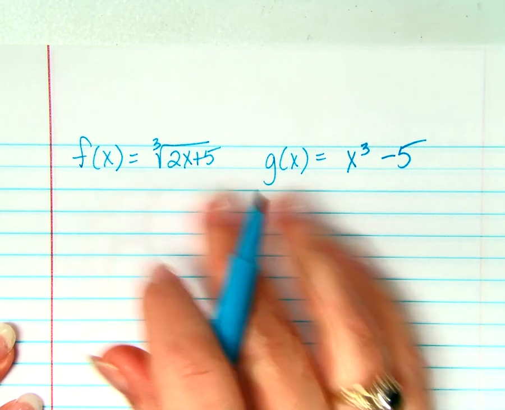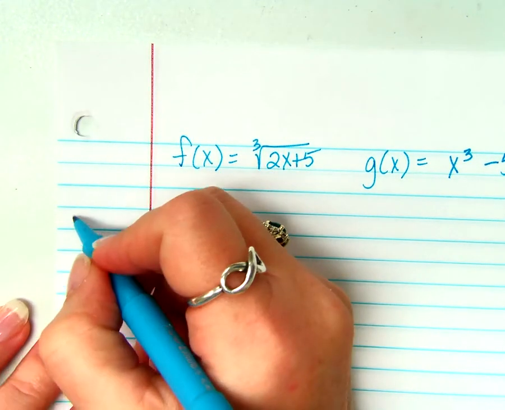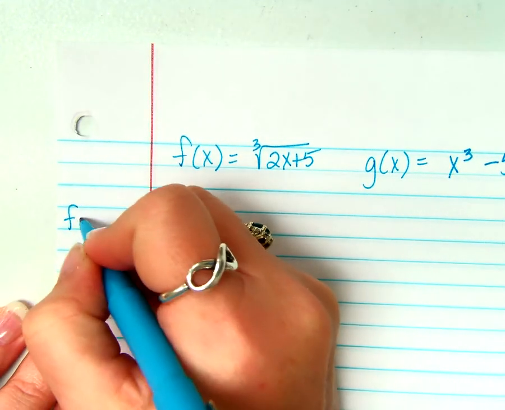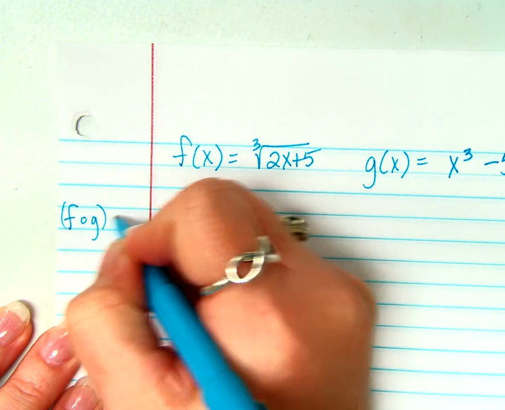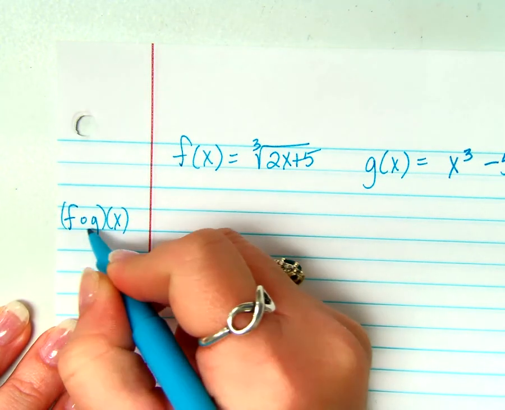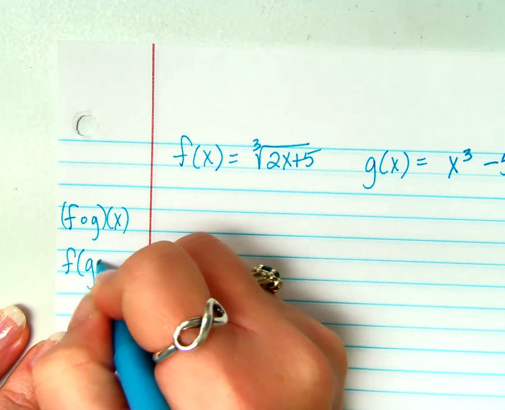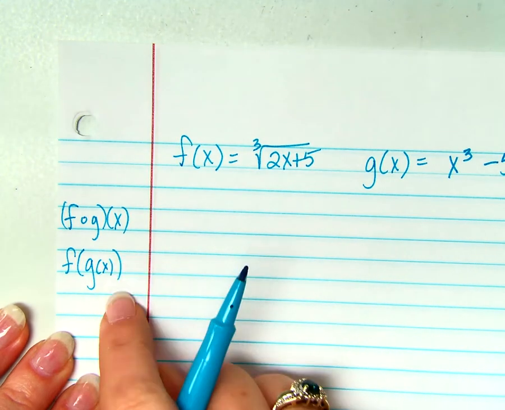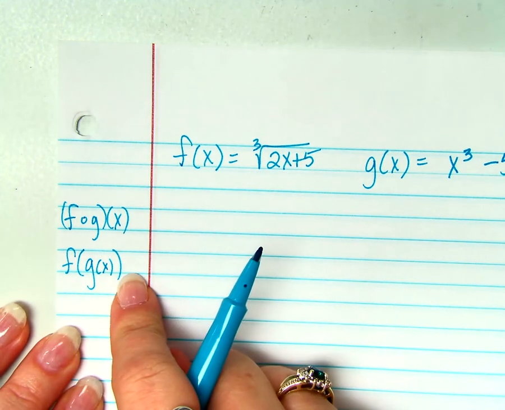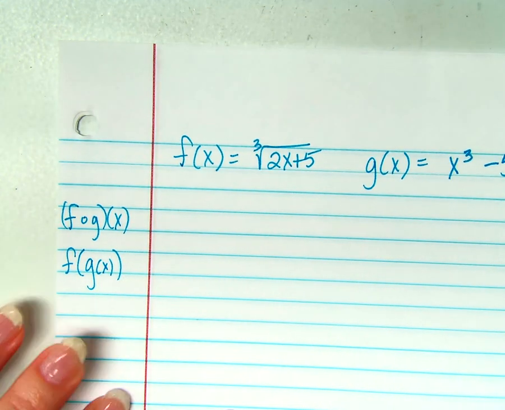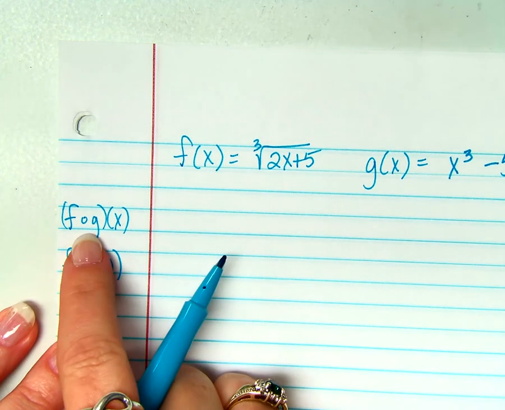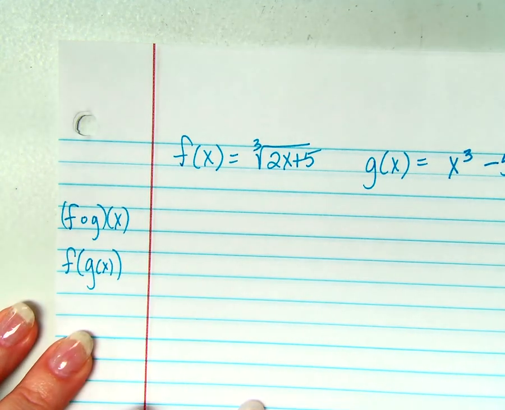Now, just as a reminder, I'll write it out here in the margin. There's 2 ways that it can look, right? It can look like this, f of g of x, or it can look like this. But remember, those 2 mean the same. Okay? F-o-g, because it looks like it says fog. Not because we're actually talking about fog.